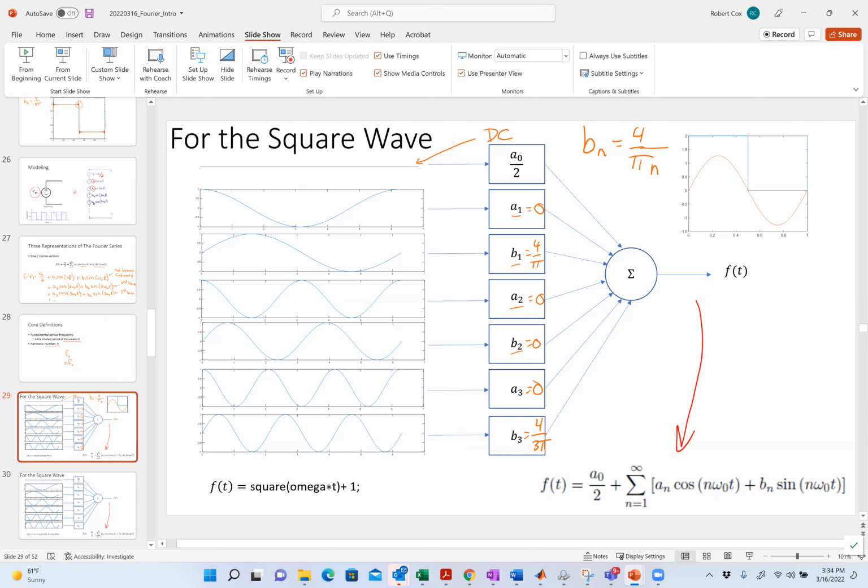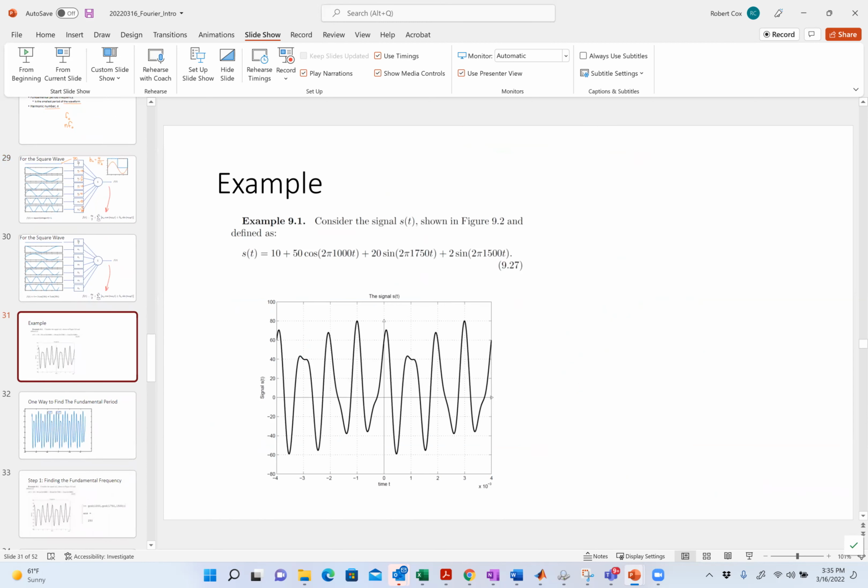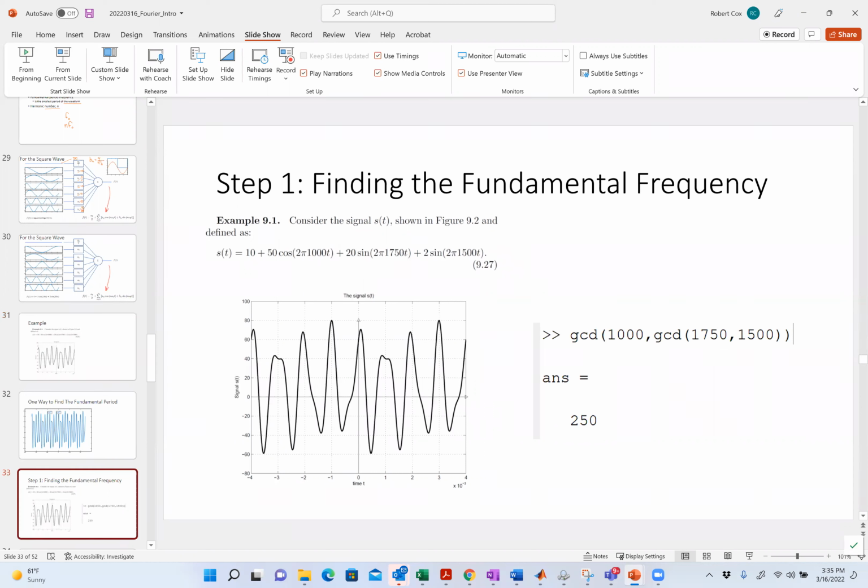Okay. All right, so what I want to do is I want to look at an example here. Let's say I've got this guy. That is a periodic waveform. It's an ugly periodic waveform, but it's a periodic waveform. I didn't bring my notes with me, so I'm going to have to think about this one on the fly. Looking at this guy right here.